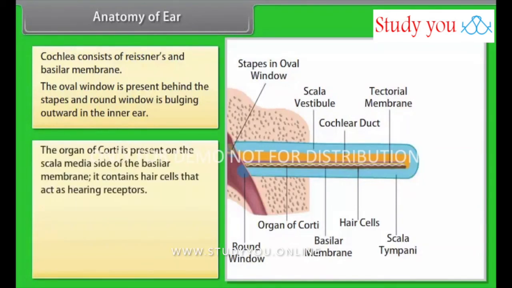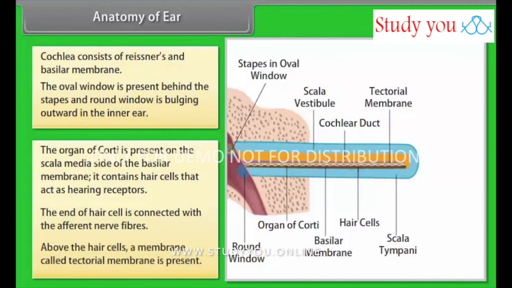The organ of Corti is present on the scala media side of the basilar membrane. It contains hair cells that act as hearing receptors. The end of the hair cell is connected with the afferent nerve fibers. Above the hair cells, a membrane called the tectorial membrane is present.